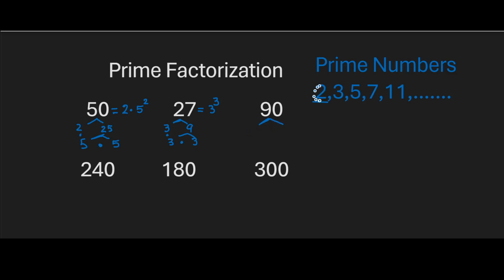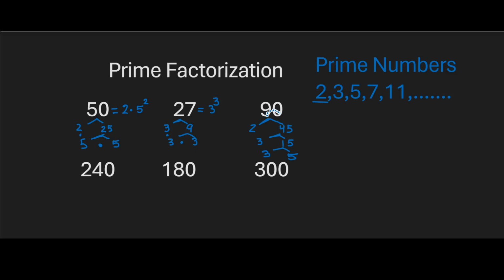And one more time, I'm gonna divide this by 2. When I divide by 2, the answer should be 45. Okay, now I'm not going to be able to divide by 2, so I'm going to check the next number. The next number is going to be 3. When I divide by 3, the answer is going to be 15. And because I can still divide by 3, I'm going to keep dividing by 3. So divide by 3, the answer is going to be 5.